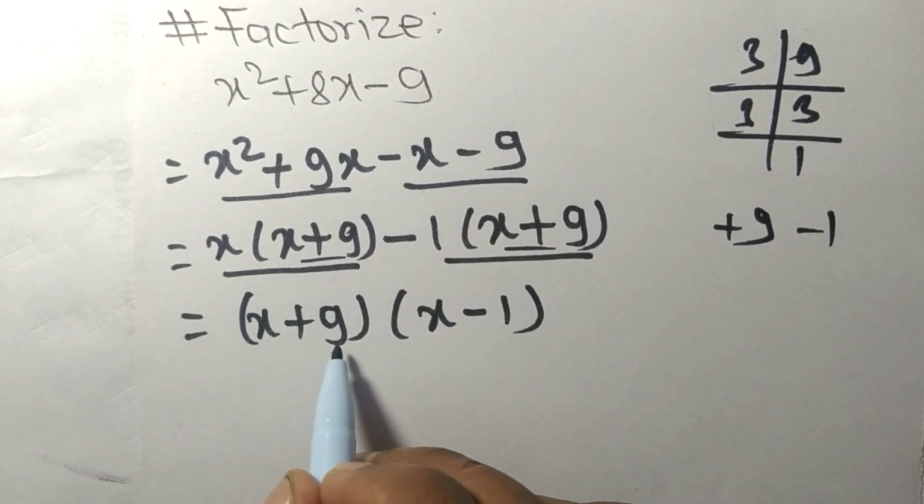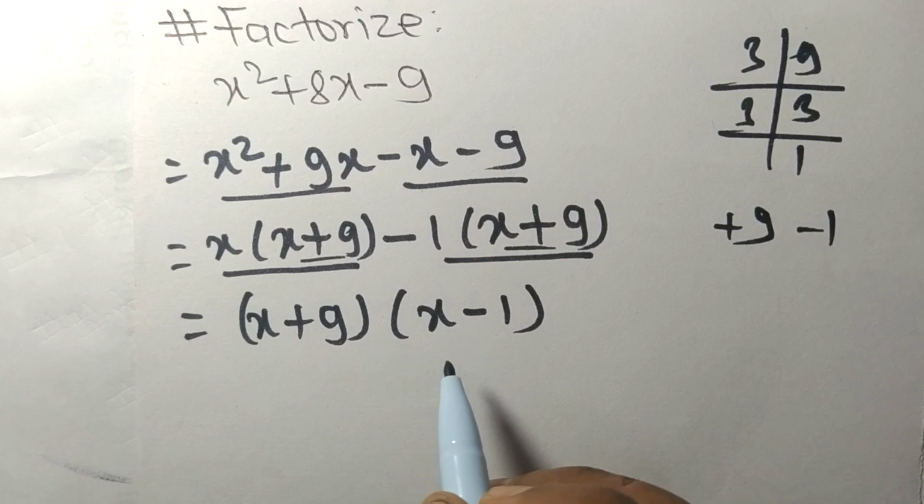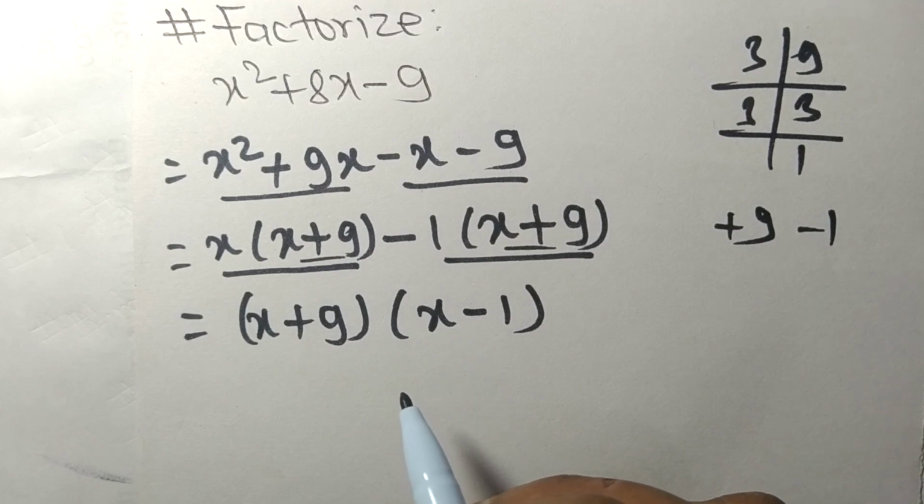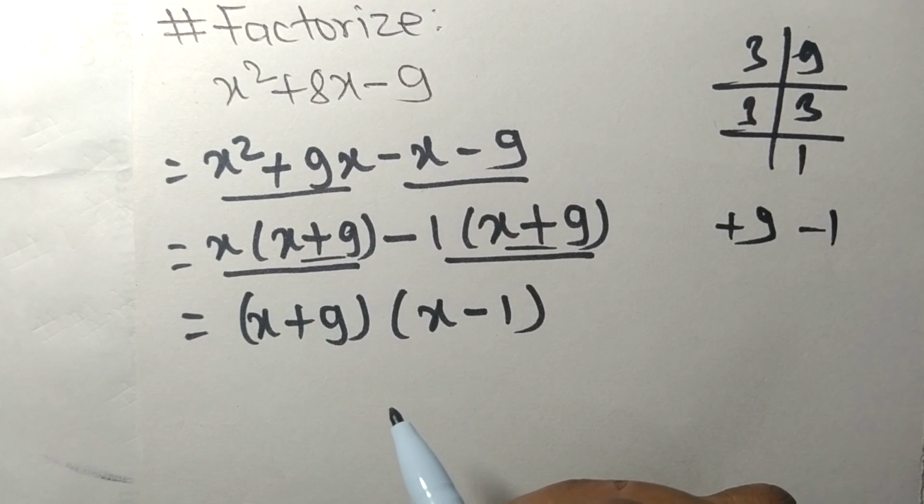So x plus 9 and x minus 1 are the required factors. So this much for today and thanks for watching.